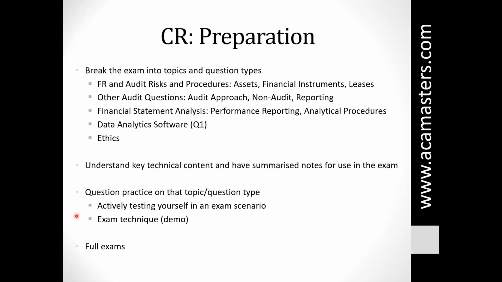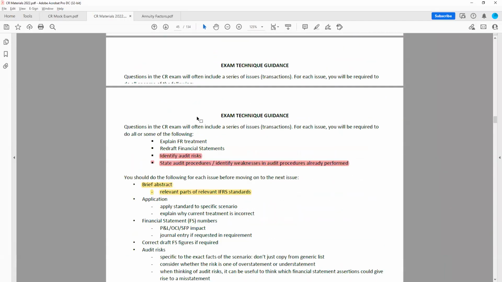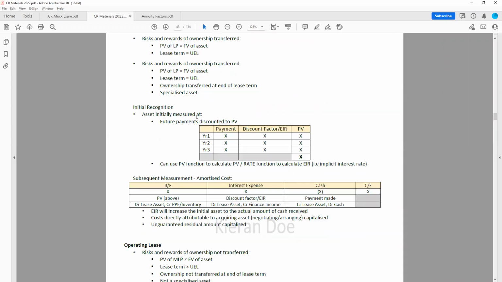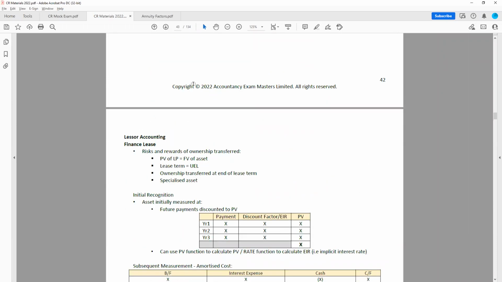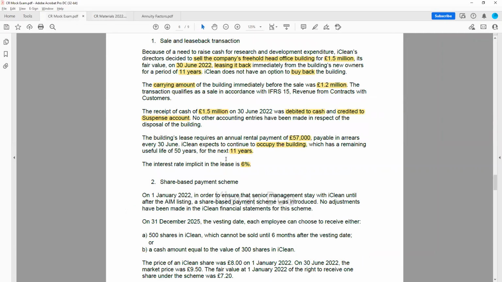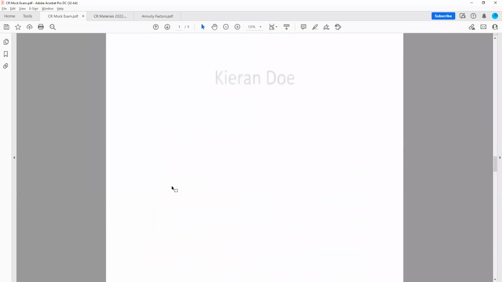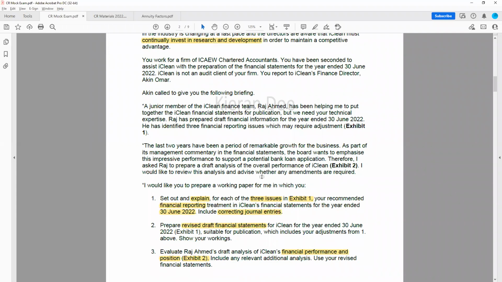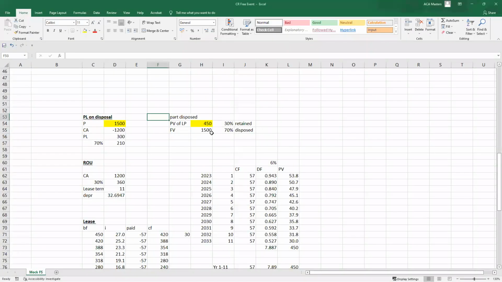So what this will do is you'll go away, you'll understand leases, you've understood the technical content, you thought about the audit risks and procedures around it. You're comfortable with the content, and then just go and practice several questions, just like I did now. You can just do that one issue, get a feel for the question, look at the requirement, see what you have to do. Probably quite common like this: explain the FR treatment, redraft the financial statements. Set your answer up as I have just done, and then just practice the leases part of the question. And then go to the next leases question and do the same. And you're actively testing yourself on that knowledge.